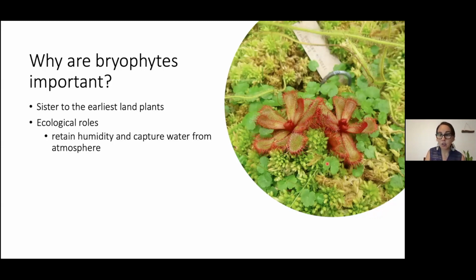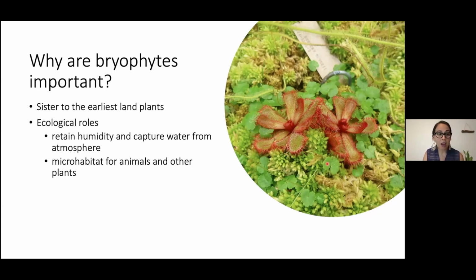Bryophytes retain humidity and capture water from the atmosphere. You know that most plants have to wait for water to rain and then go down to the roots so they can get the water. Bryophytes get the water directly from their leaves and from all the other tissues. They get the water directly from the environment. So that means that they can take water from the clouds in the cloud forest.